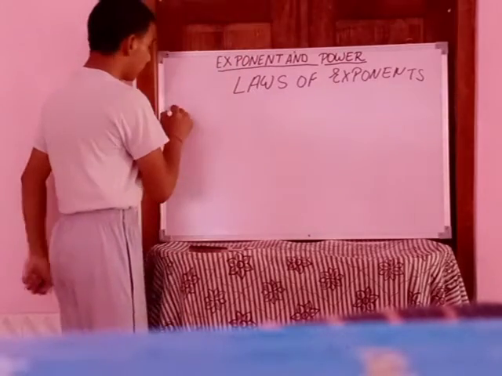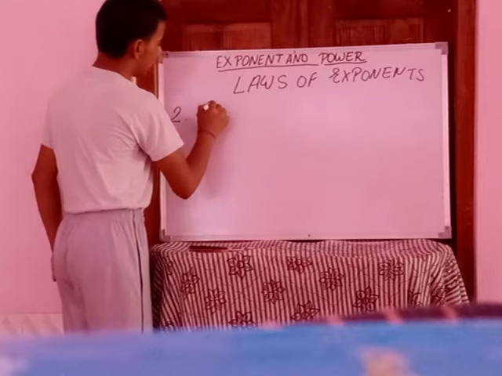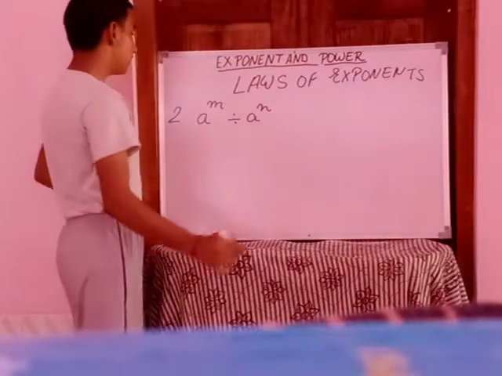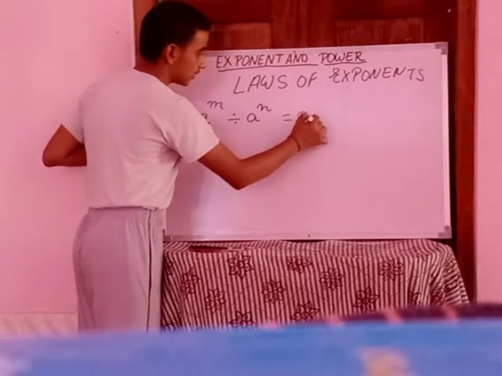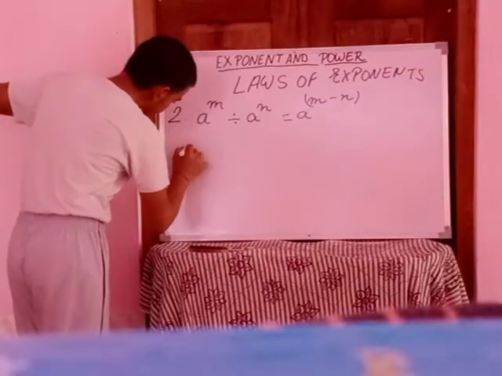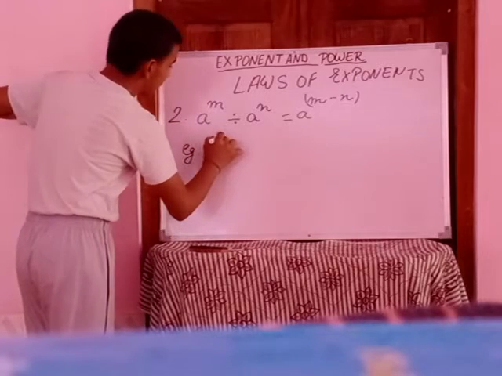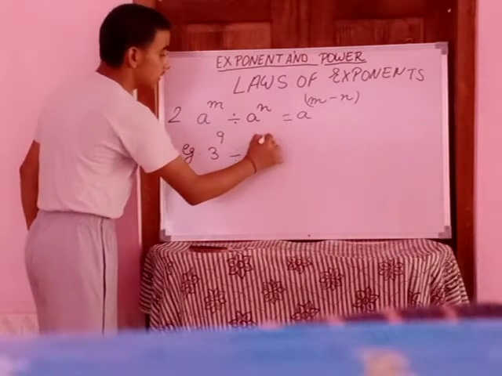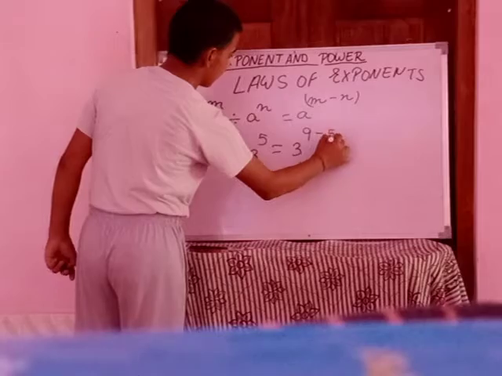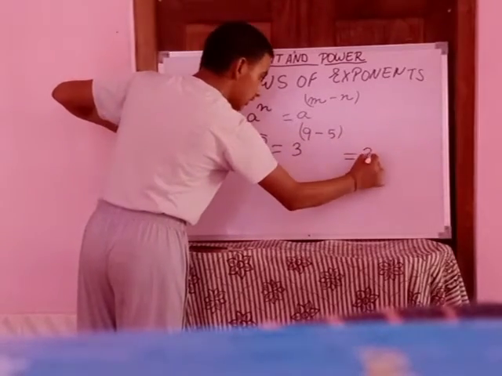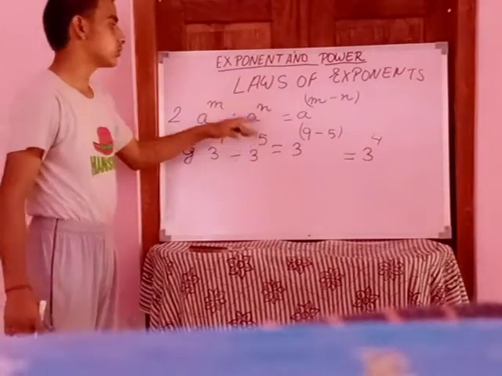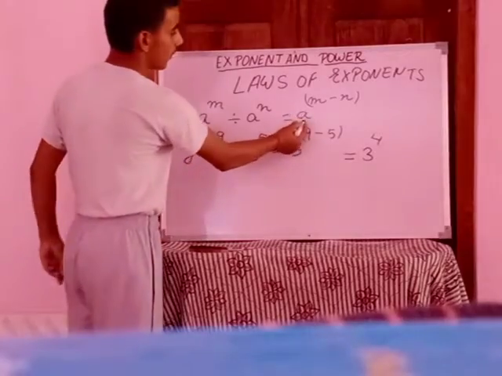Our second law is a raised to the power m divided by a raised to the power n. It can be represented as a raised to the power m minus n. For example, 3 raised to the power 9 divided by 3 raised to the power 5 can be expressed as 3 raised to the power 9 minus 5, which is equal to 3 raised to the power 4. Means if a raised to the power m is divided by a raised to the power n, it can be expressed as a raised to the power m minus n.